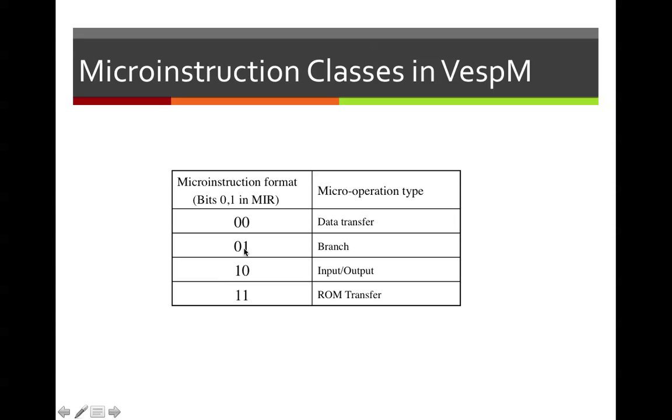And then we have a branch microinstruction, which means that we're going to branch within the microcode that we're executing. And of the 2 others, we get to use this 1-1 option, which is a ROM transfer. Input output is really to get things in and out of the machine level layer of VESP, but we don't get to use that much.